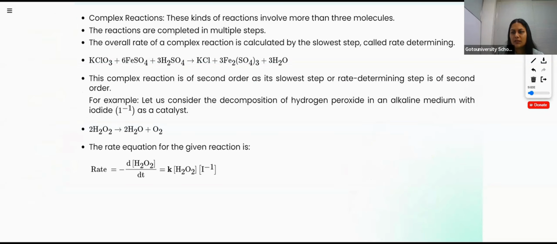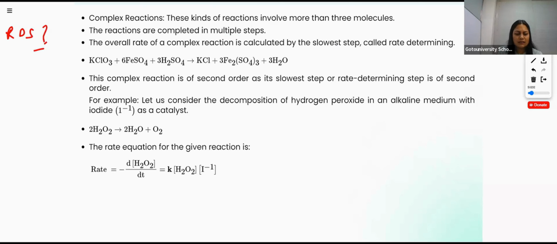Right. So let us read the content. That the molecularity reaction is for complex reactions, these kinds of reactions involve more than 3 molecules. The reactions are completed in multiple steps. The complex reactions are completed in multiple steps. Okay, the overall rate of chemical reaction is determined by the slowest step, that is called rate determining step. Now, what is this rate determining step? It is also known as RDS. What is this rate determining step?